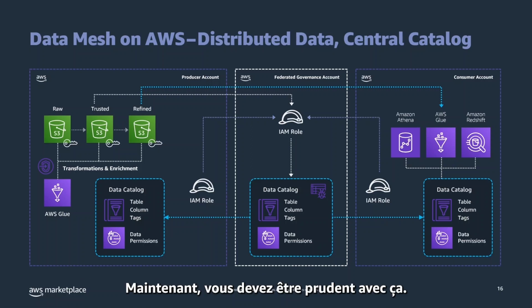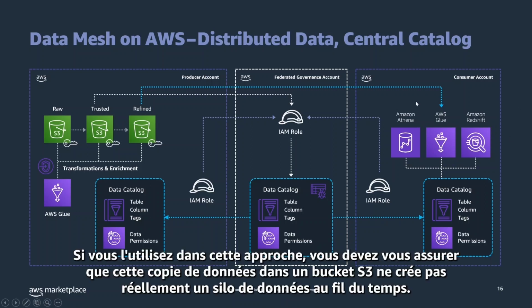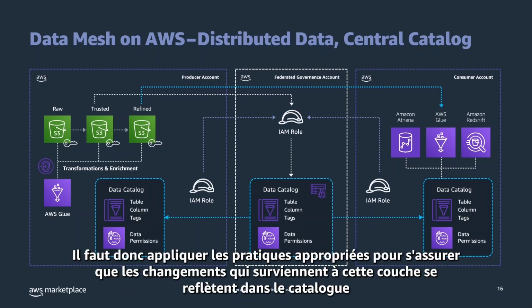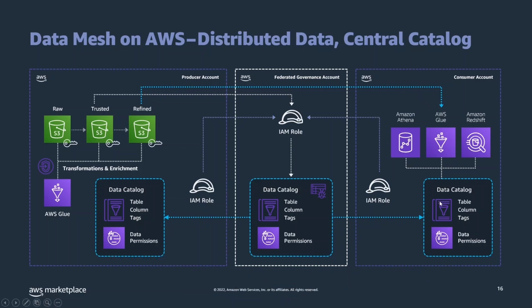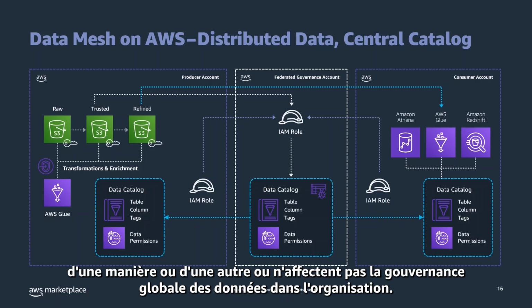Now, you have to be careful with this. If you're using that approach, you have to be sure that this copying of data into an S3 bucket doesn't actually create a data silo over time. So you have to apply appropriate practices to make sure that whatever changes happen at this layer are either reflected to the catalog in some way or do not affect the overall governance of data in your organization.